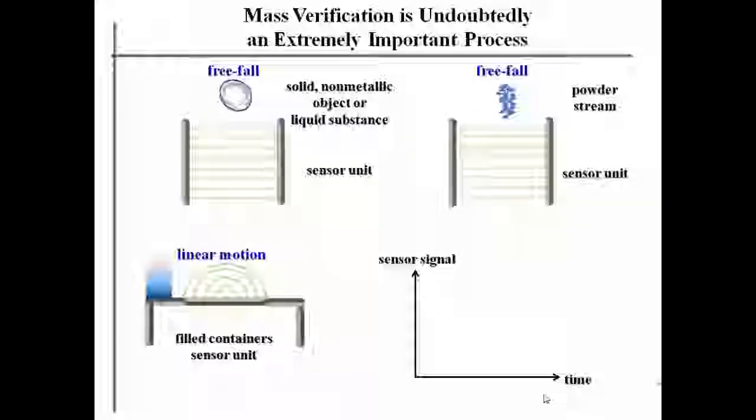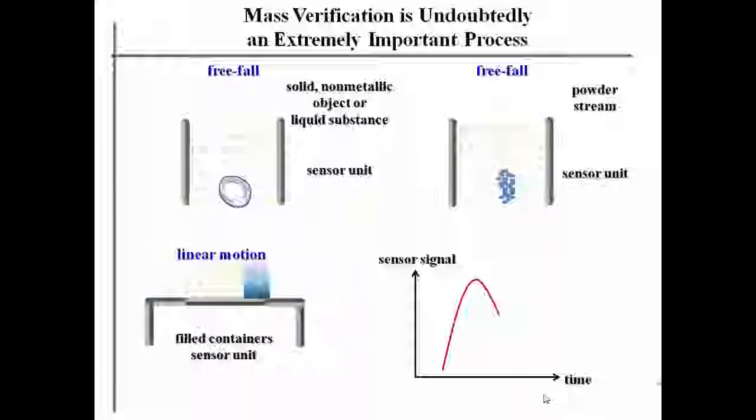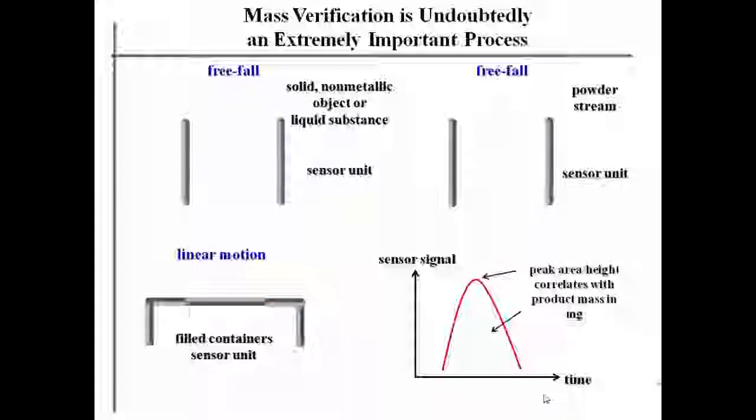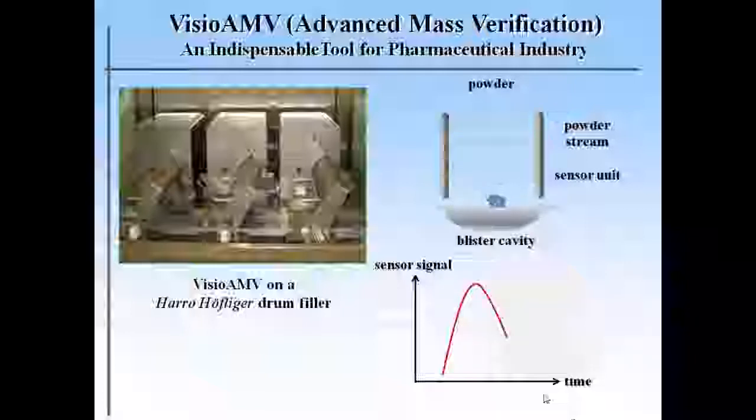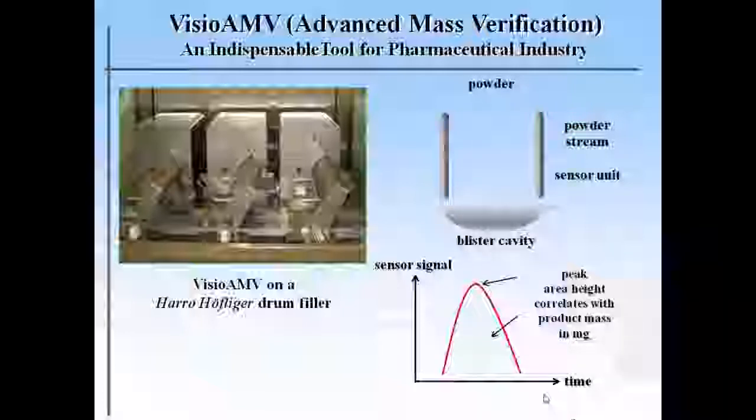Mass verification is certainly an extremely important process if you want to know exactly how much mass you have in a container during a linear motion or during free fall. And this is very important, for instance, but you have to be sure of the chemical identity of the material. You have to be sure that what you dose is what you want to dose. Think of the pharmaceutical industry. There you certainly have to know, if you fill a blister cavity, that this is a mixture of active ingredient and excipient.